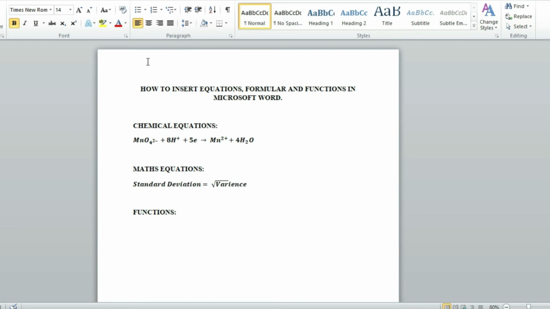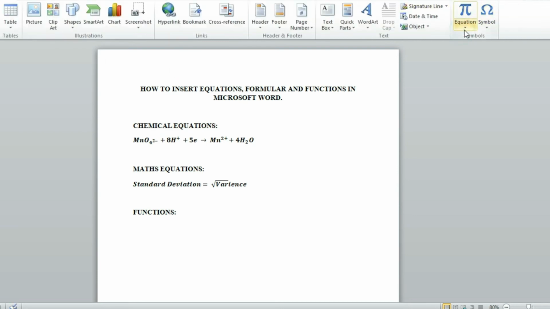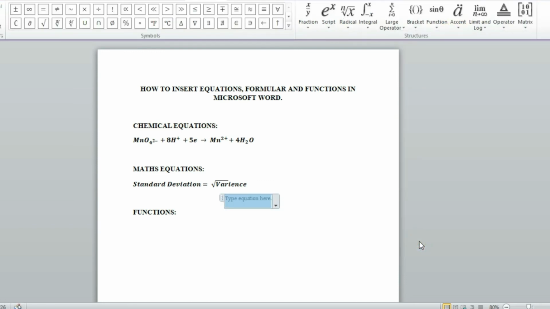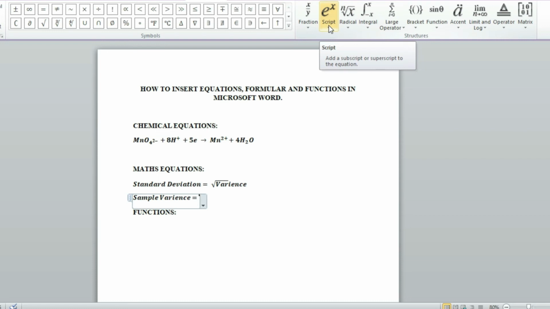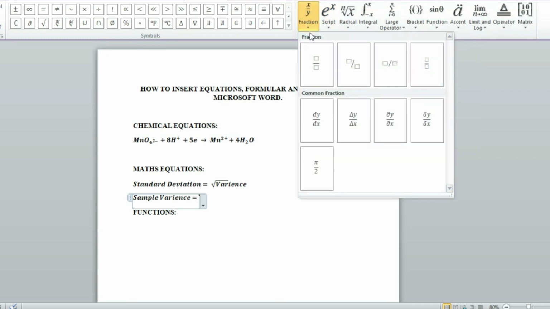You can always come back under Insert Equation and make it change in line. So I can start with my sample. Sample variance is equal to summation. For the summation symbol, it is the summation of xi minus x bar, all in bracket, over. So we shall embrace this.